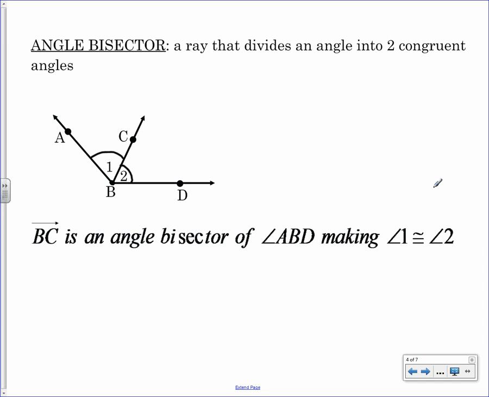All right. Angle bisector. Again, when you hear the word bi, what do you think? 2. It cuts it into 2 congruent pieces, right? An angle bisector is a ray that divides an angle into 2 congruent angles. So for example, in this picture, do you see that angle 1 and angle 2 are congruent? You guys see they both have 1 arc on them, so that means they're the same. So this is what made that happen. So ray BC is an angle bisector of angle ABD because angle 1 is congruent to angle 2. Do you guys get what I just said? Okay. Does anybody still need that?